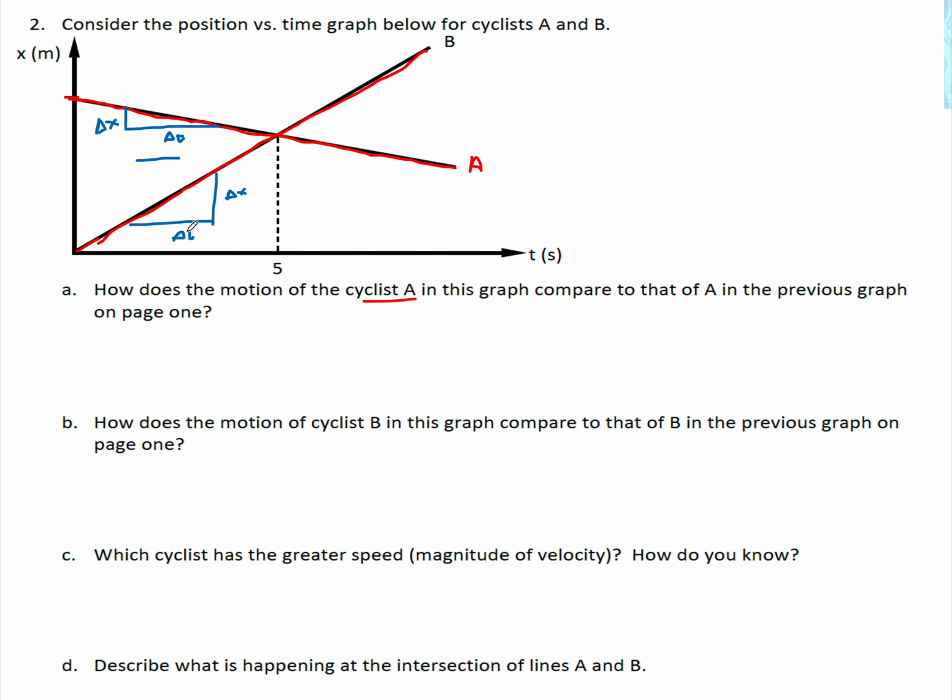Which one of these has a greater velocity, greater slope, magnitude? The answer is B has a greater displacement each unit time than the other one. So who has the greater one? B is greater than A.